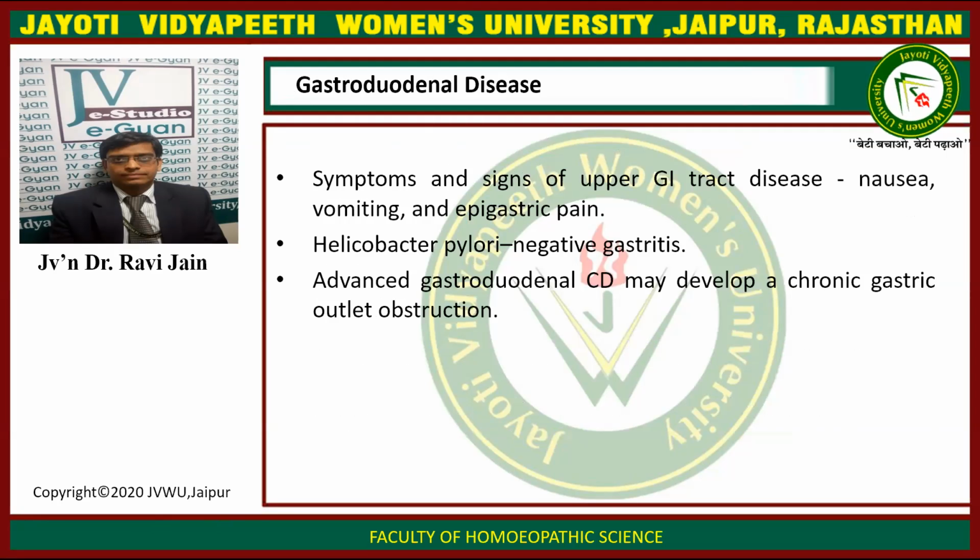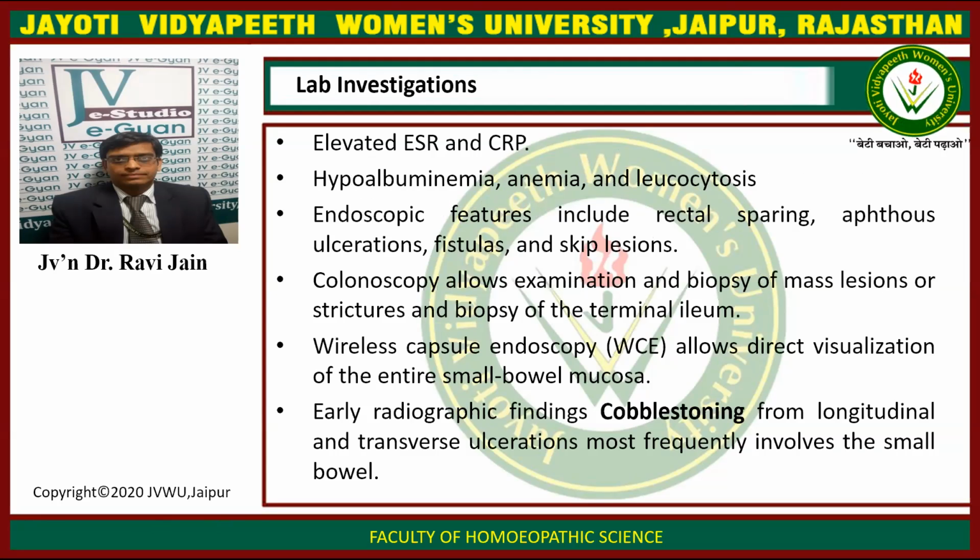In gastroduodenal disease, we have the signs and symptoms of upper GI tract disease like nausea, vomiting, and epigastric pain. There can be Helicobacter pylori-negative gastritis, and in advanced gastroduodenal Crohn's disease, it may develop chronic gastric outlet obstruction.